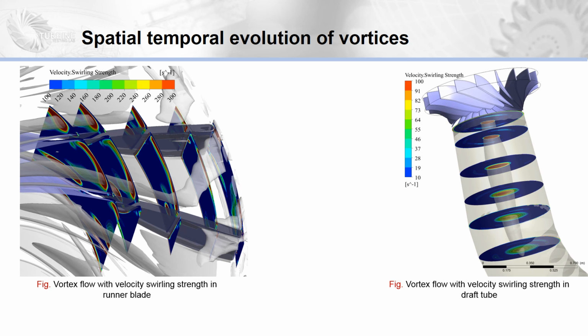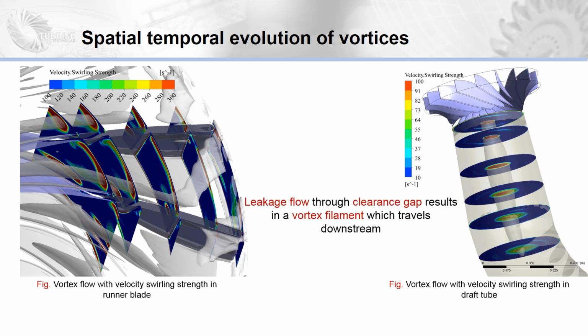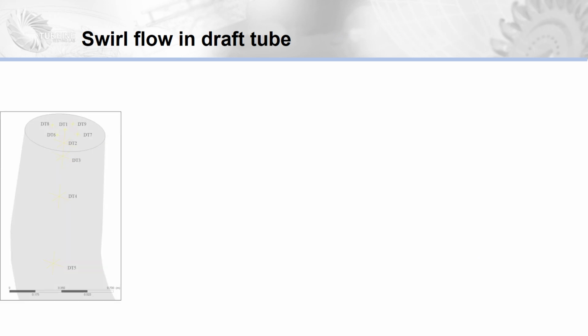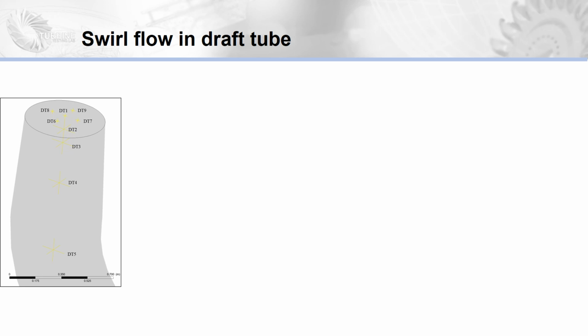This vortex rope is a major contributor to the low frequency pressure pulsation in the draft tube. In this study, the leakage vortex traveling from the guide vane clearance gap has a significant effect on the draft tube vortex. To investigate the swirl flow in the draft tube, 9 different points were located inside the draft tube domain and monitored during the turbine simulation.